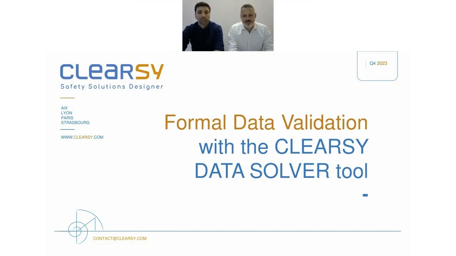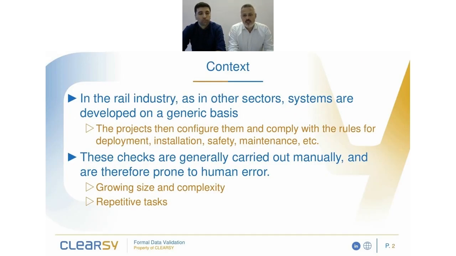Okay, so let's begin this webinar by talking about the formal data validation activity. You all know that in the rail industry, as well as in other sectors, projects are carried out in a generic way, and industrials build the generic product first. In a second phase, they will set the parameters for the needs of the projects. We refer here to engineering rules, deployment rules, and every constraint exported by the project. That means that we now need to validate all these parameters.